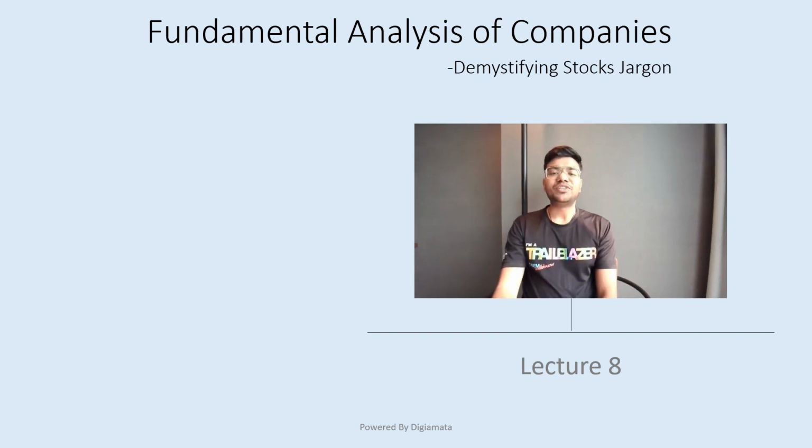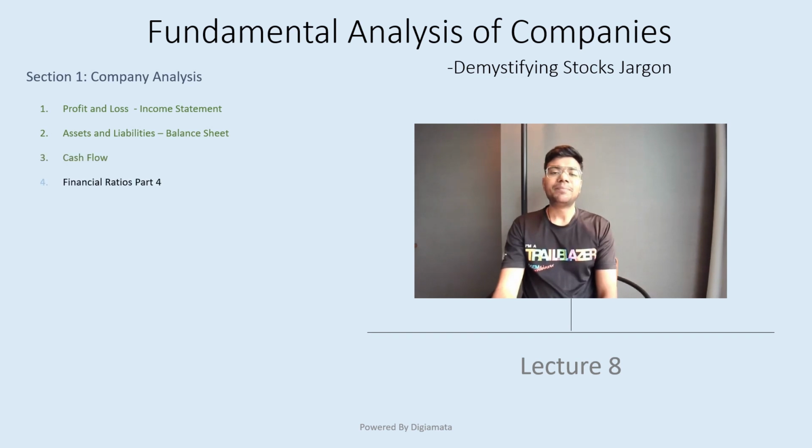In the previous lectures, we have done profit and loss statement, balance sheet, cash flow statements, and we have also done 3 lectures on financial ratios, part 1, part 2, part 3. And this is going to be our final lecture on financial ratios. We will be covering inventory turnover ratio, asset turnover ratio, and EV by EBITDA ratio in this lecture. And after covering these ratios, we'll be proceeding to the next of our topics as listed.